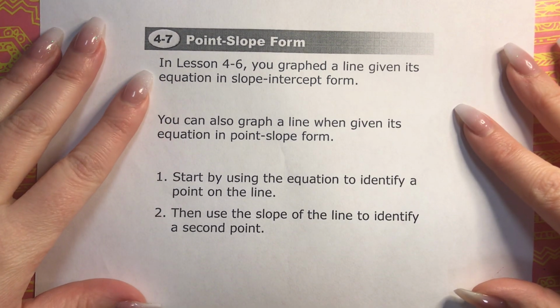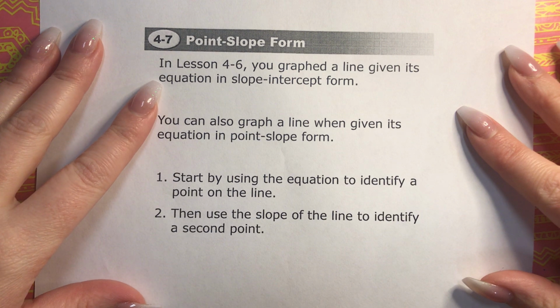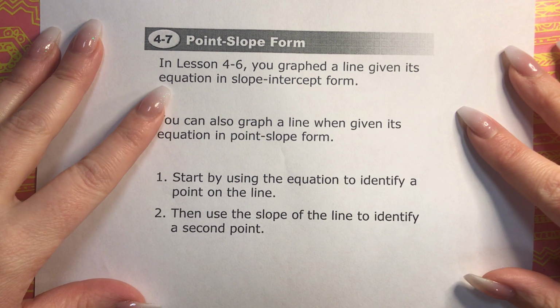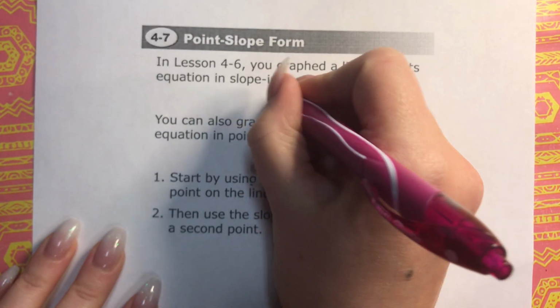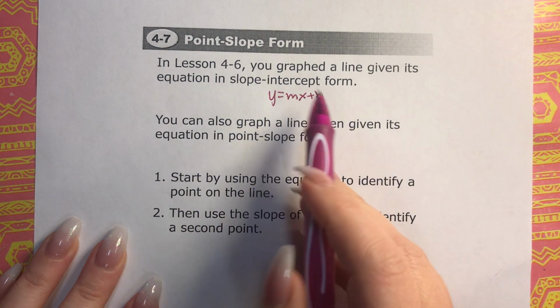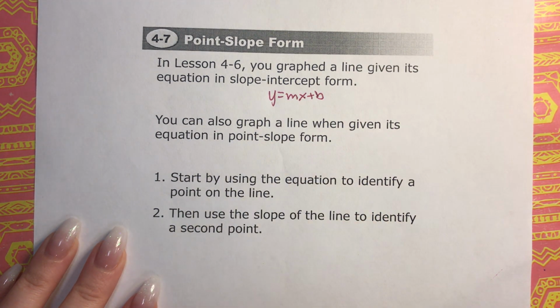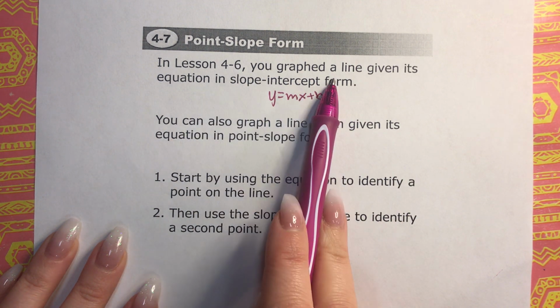All right, so in lesson 4.6, that was talking about slope-intercept form, right? We graphed a line given its equation in slope-intercept form, which is y equals mx plus b. Remember, when we graph those, we graph the y-intercept first, and then we graph the slope. So we could graph from this form, slope-intercept form.